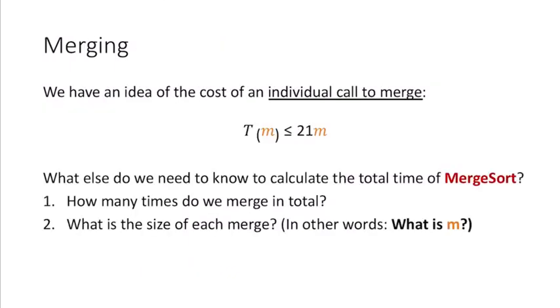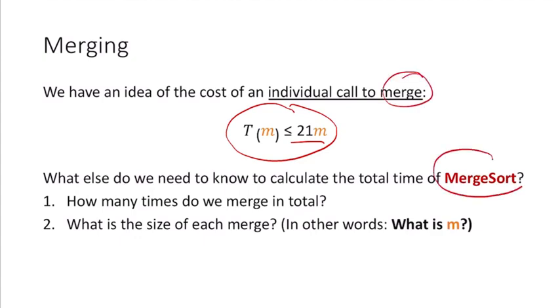Alright, so that's the cost of an individual call to merge. It's less than this. This 21m, again, is just going to be easier algebraically later on. So that's just the time for merge. What else do we need to know to calculate the total time of merge sort? Well, we need to know how many times do we call merge, and what's the value of m each time we call merge.